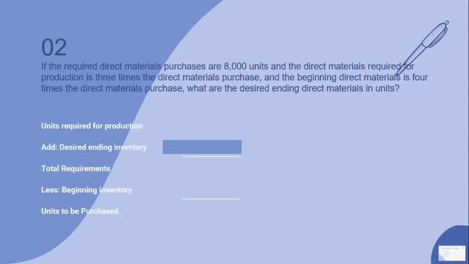Okay, so using the production budget pro forma schedule, we have units required for production, ending inventory, total requirements, beginning inventory, then units to be purchased. Units required for production, is it given? The required direct materials purchase is 8,000. We have direct materials purchase of 8,000 units, so we put that here as units to be purchased.